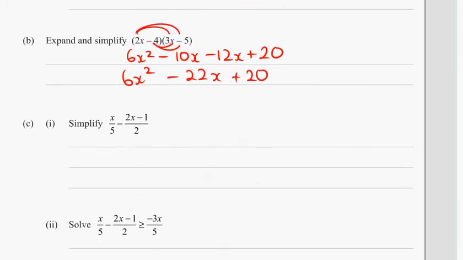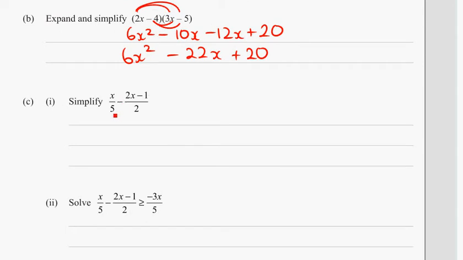C part 1. Simplify. Now we're going to need a common denominator here. We're subtracting. That's a trap set there waiting to go off. We'll use 10. Changing fifths to tenths, we need to times by 2. If you do that to the denominator, you need to do it to the numerator. We're actually timesing by 1 there, so it keeps the fraction the same. It becomes 2x over 10 minus, timesing by 5.